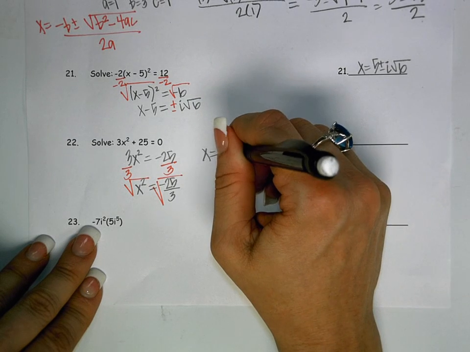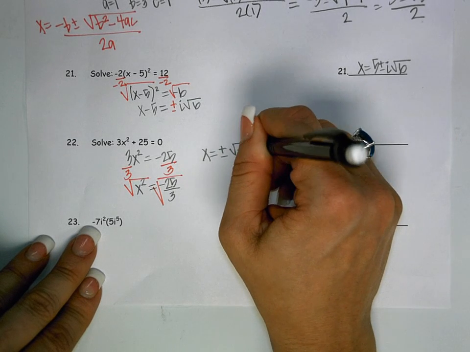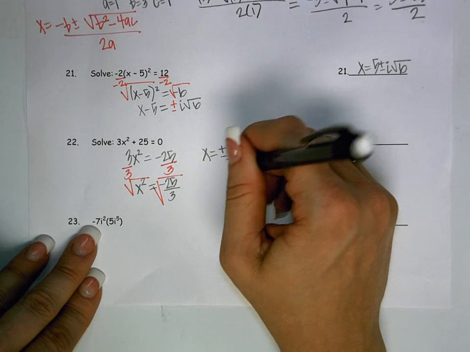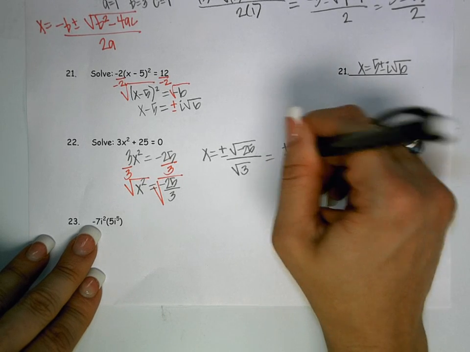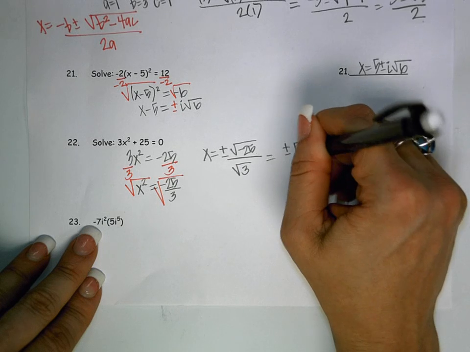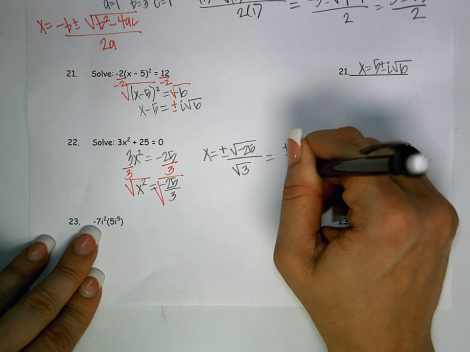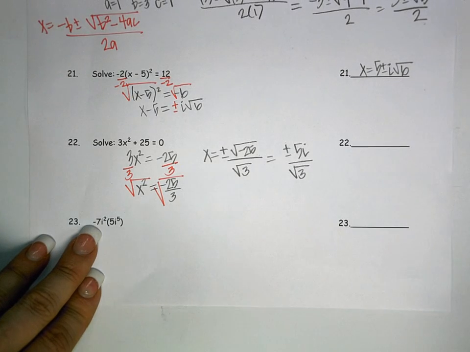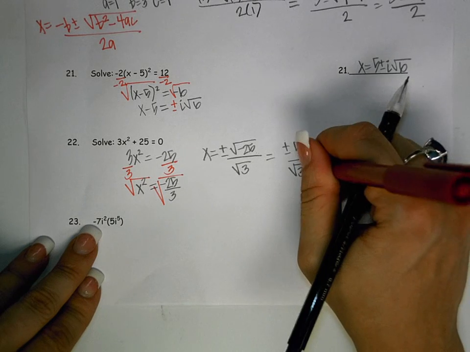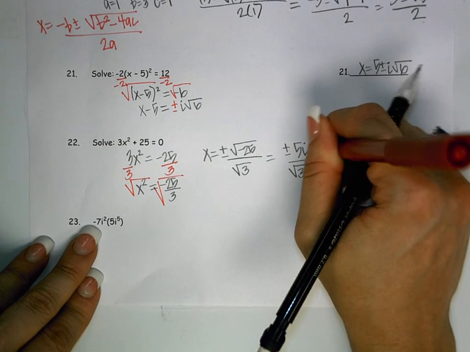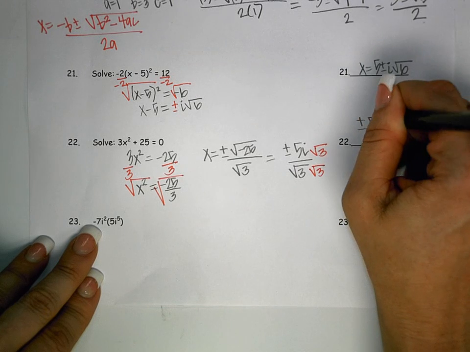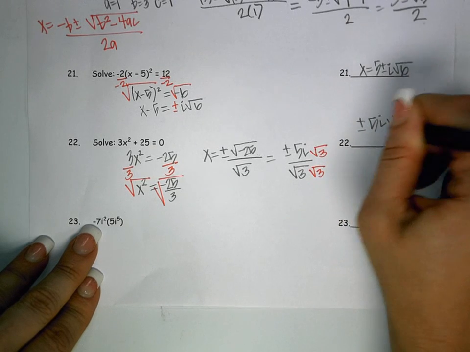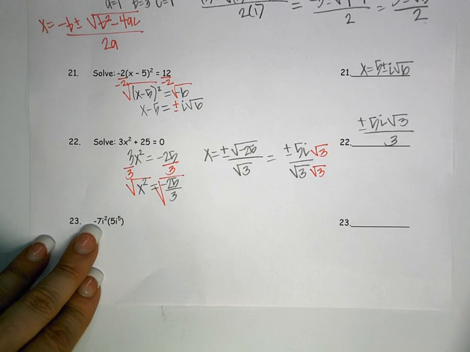Remember, this is root negative 25. That's the same thing as root negative 25 over root 3. That simplifies to plus or minus, you can take out a 5i over root 3. Cannot have a radical left in the denominator, so multiply by root 3 to rationalize that denominator. So we end up with plus or minus 5i root 3 over a whole 3.